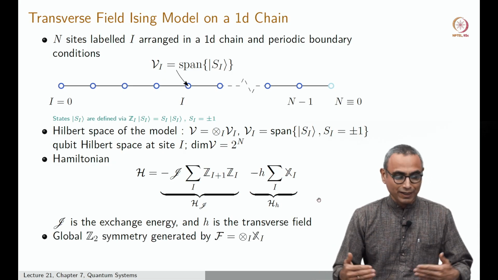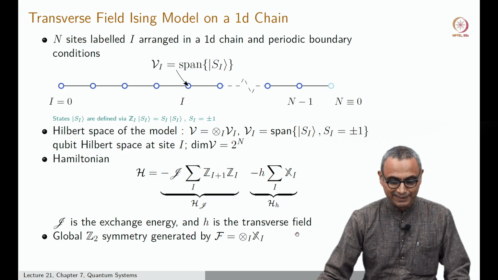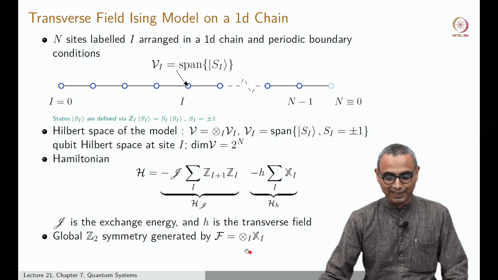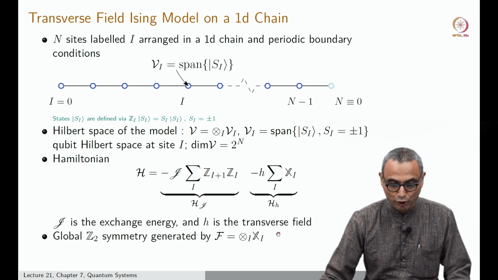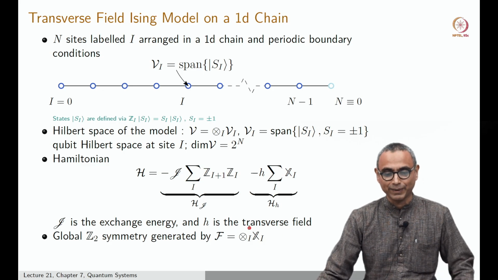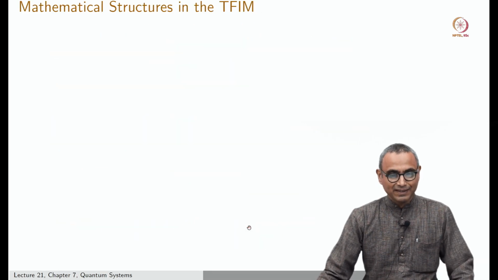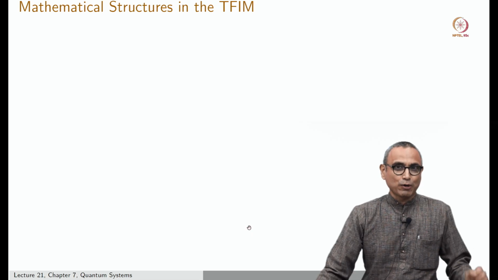And this whole model has a global Z2 symmetry generated by this flip operator, and the flip operator is simply the product of all the x operators at every qubit. Okay, so this is the model.